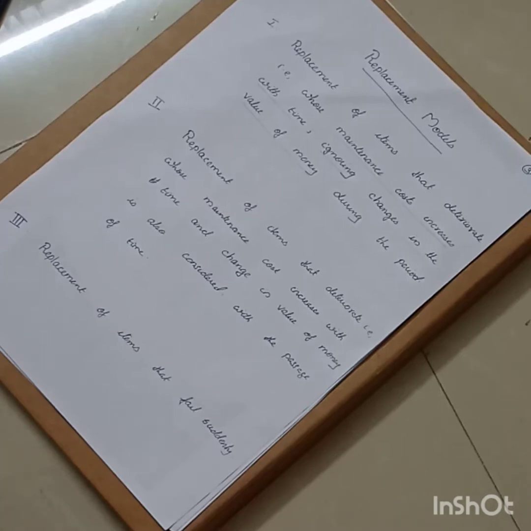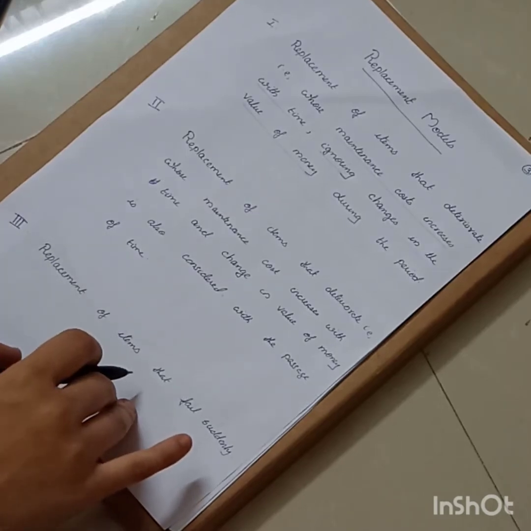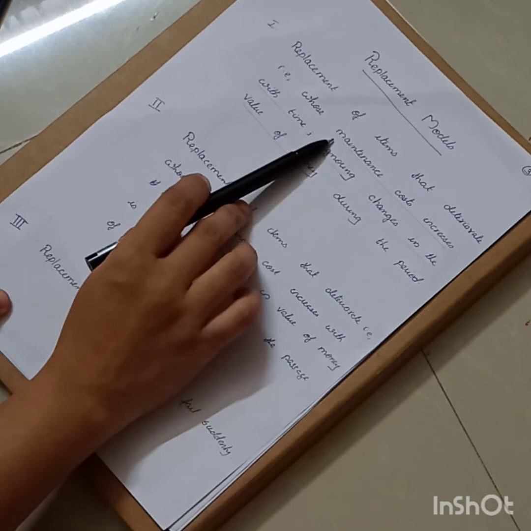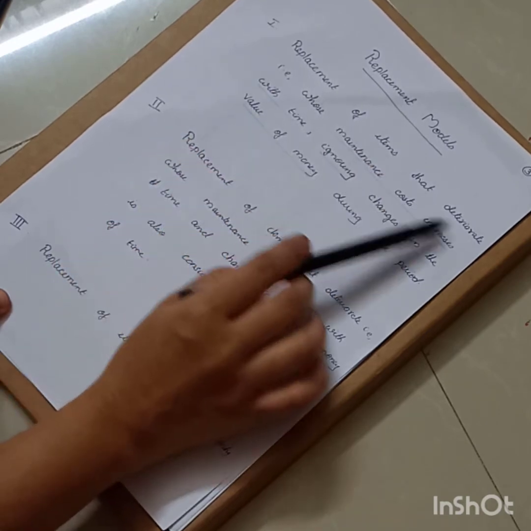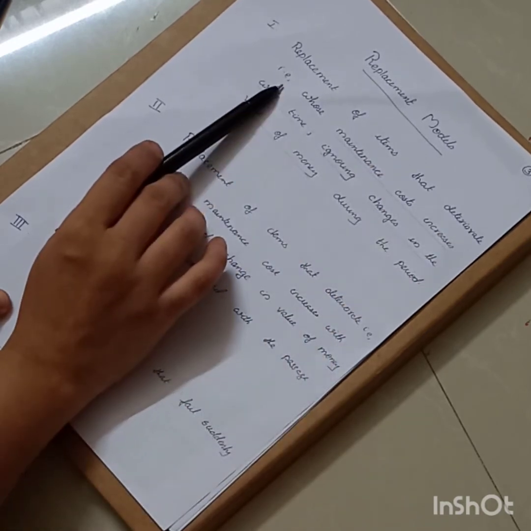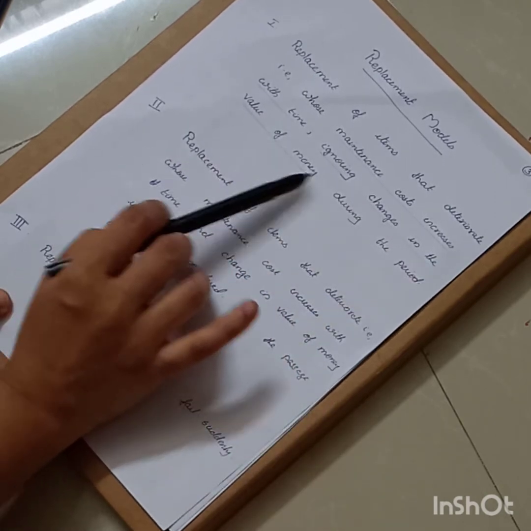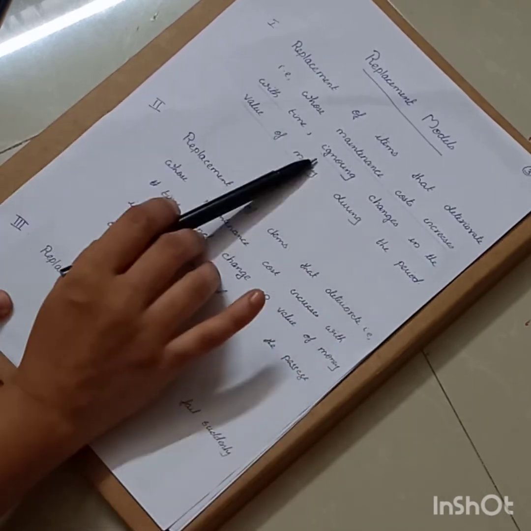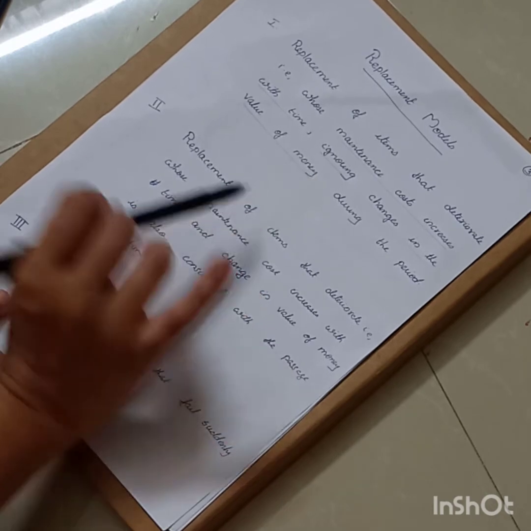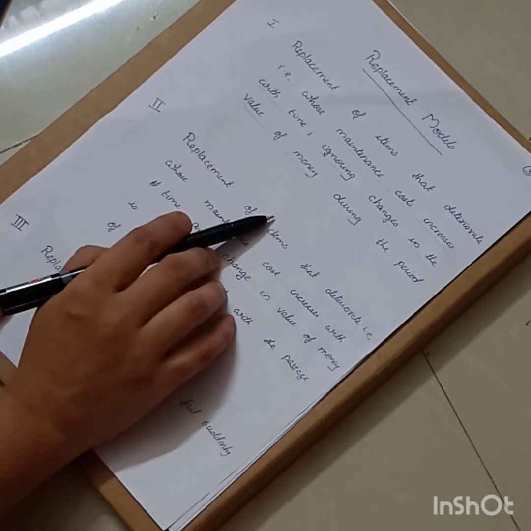Dear students, in the last class we were talking about a problem of the first model, that is replacement of items that deteriorate over time, that is, whose maintenance cost increases with time, ignoring the changes in the value of money during the period. So in that problem we talked only about one resale value, or one scrap value, right?